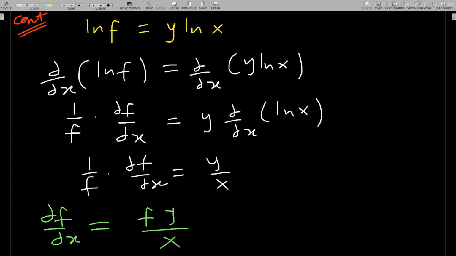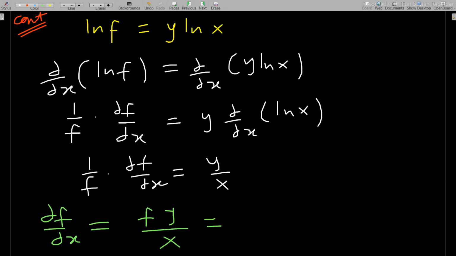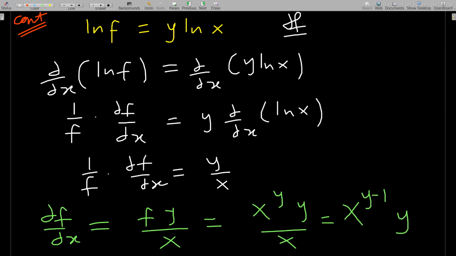But if you remember, in our previous lesson, we said that f is equal to x to the power y. So you insert that here: x to the power y times y over x. Now comparing the numerator and denominator, you have x at the denominator and x at the numerator. So this is the same as x to the y minus 1 times y. Or you can write del f del x as y x to the y minus 1. I hope this is okay. So this is the solution to that.